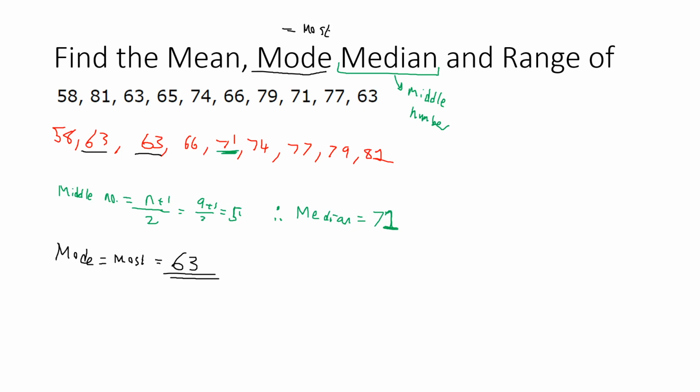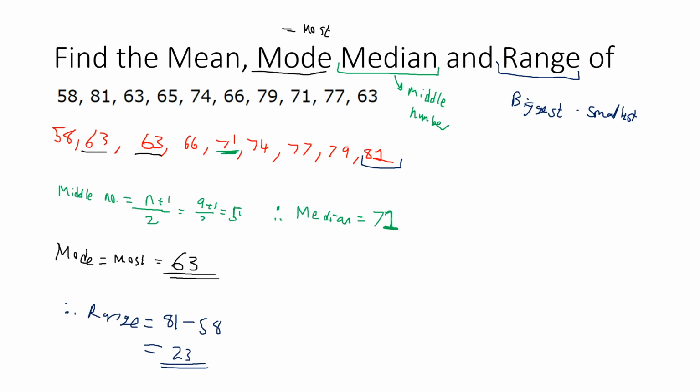The range is simply biggest take away smallest. So therefore, the range is going to be 81, which is our biggest number, minus 58. And when we plug that into our calculators, we get an answer of 23. So 23 is our range, okay?